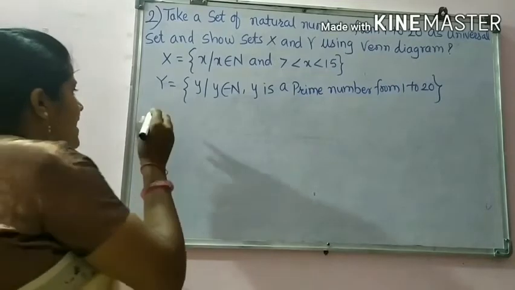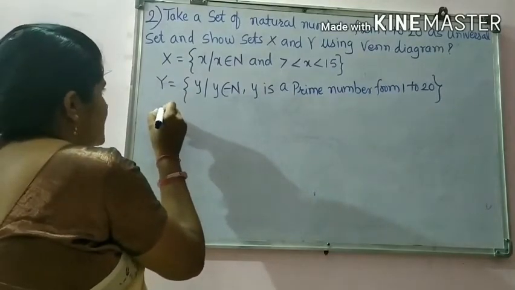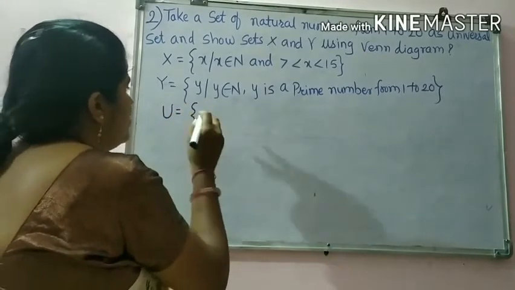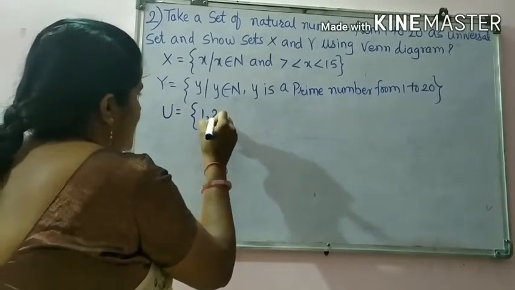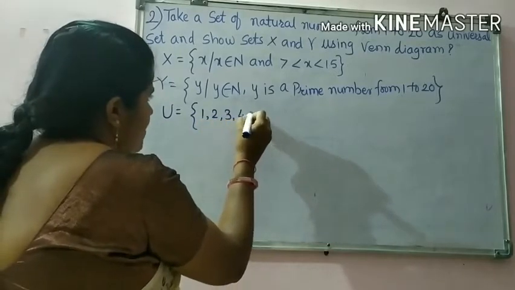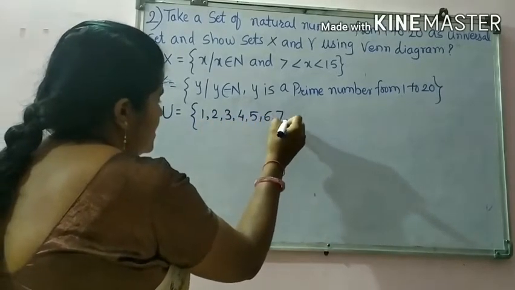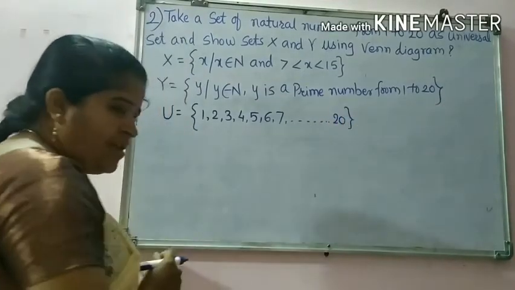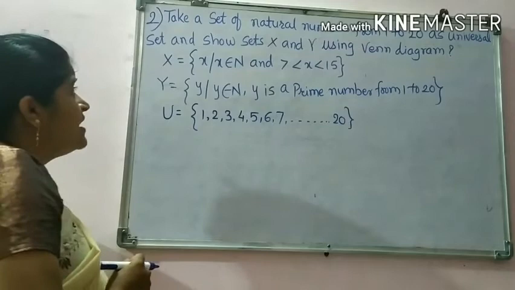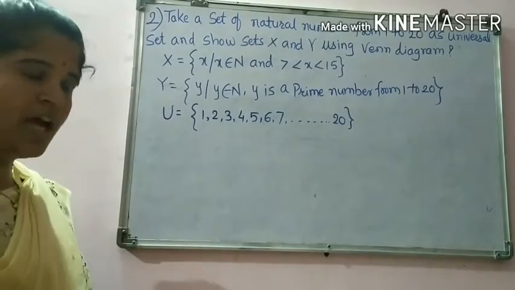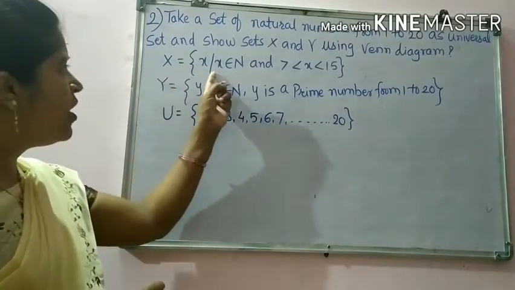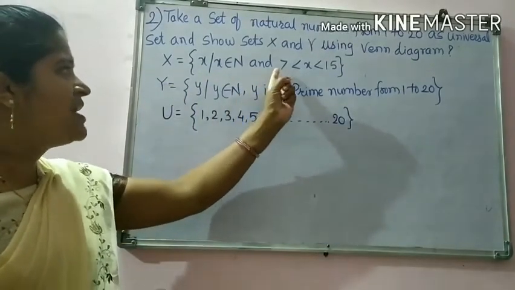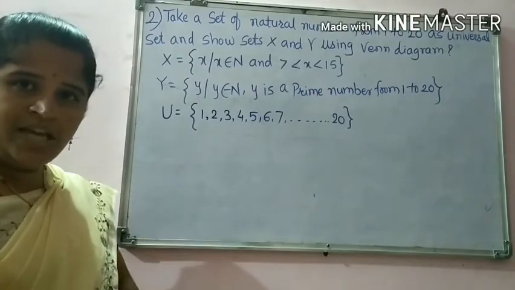So universal set, what are the elements of universal set? U is the set of natural numbers from 1 to 20. So the elements are 1, 2, 3, 4, 5, 6, 7 and so on up to 20. So this is our universal set. Now the second set is X. Now this set X is the set of all X such that X belongs to the set of natural numbers and 7 is less than X is less than 15.